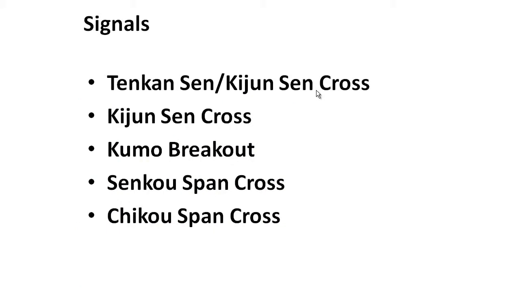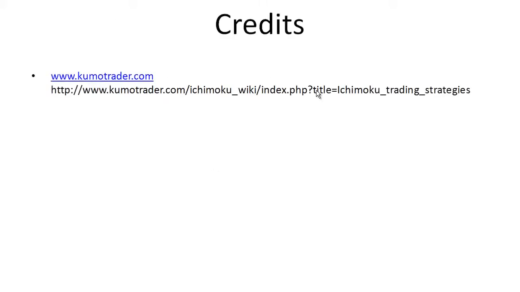The signals are the Tenkan-sen, Kijun-sen cross, I'll just say TK cross, which is where price actually passes through Kijun and closes above. The Kumo breakout, which is where price actually breaks above the Kumo and closes above. The Senkou span cross, which is also called the Kumo twist, which signals a change of trend, and usually I use that for a confirmation signal. And the Chikou span cross, where Chikou actually crosses through price, and it's used for confirmation as well.